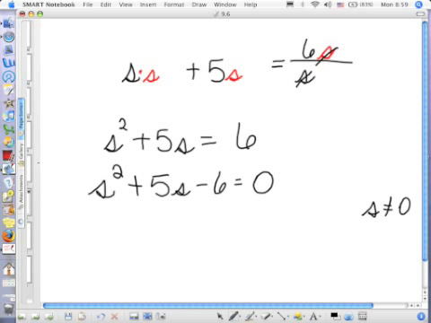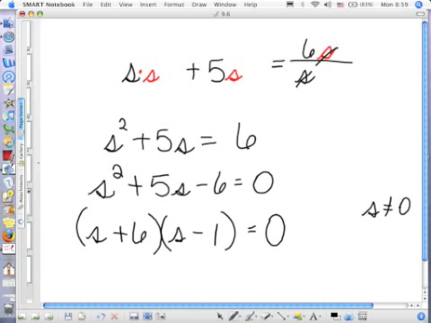This can be factored. What are factors of 6 that subtract to give you 5? All right, 3 and 2 add up to 5. We're looking for factors that subtract to give us 5. That's why it's important you need to check.